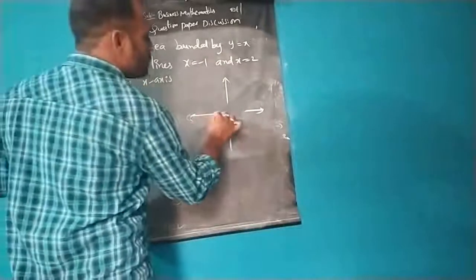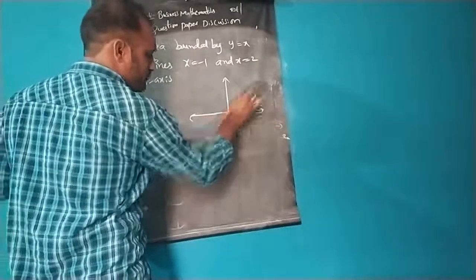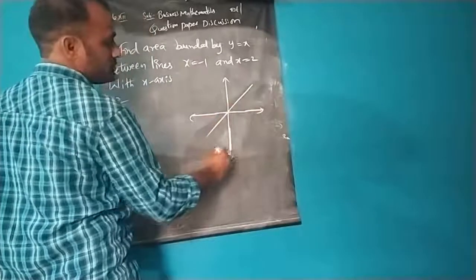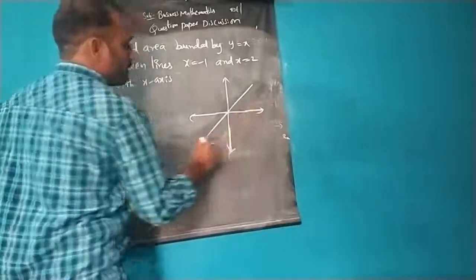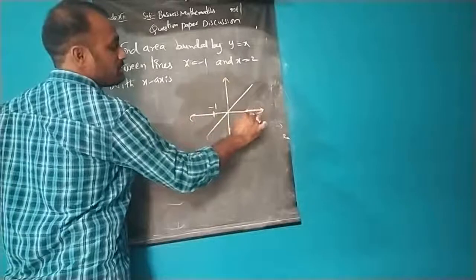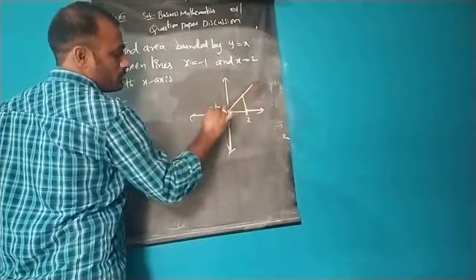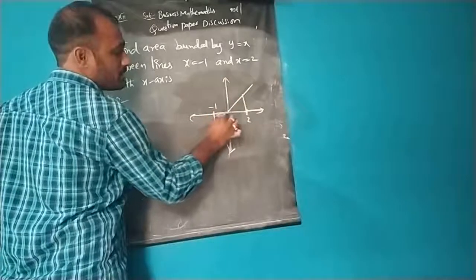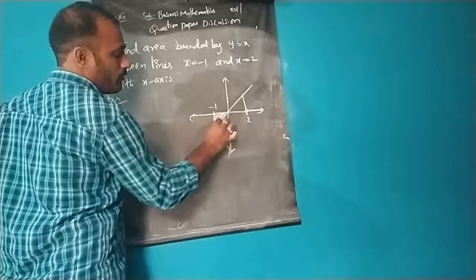Will be passing through the origin, like this. Okay. Next, x is equal to minus 1. Here is the point x equals minus 1, and x equals 2. So he is asking us to calculate this much area only. What is the area?